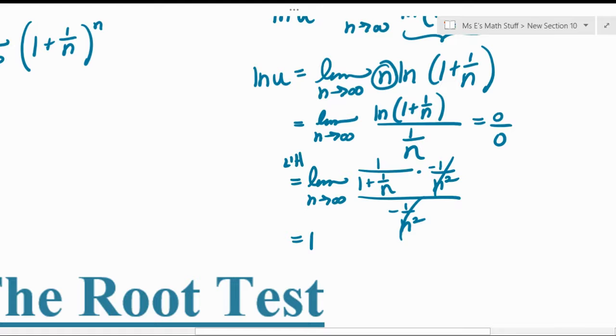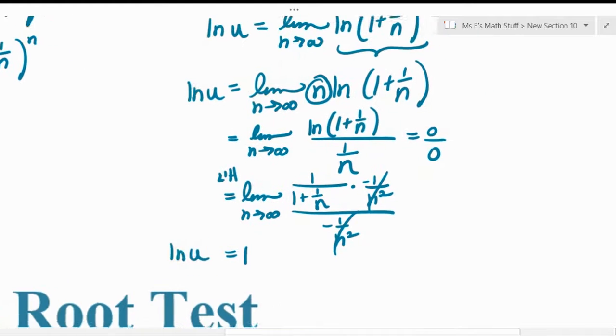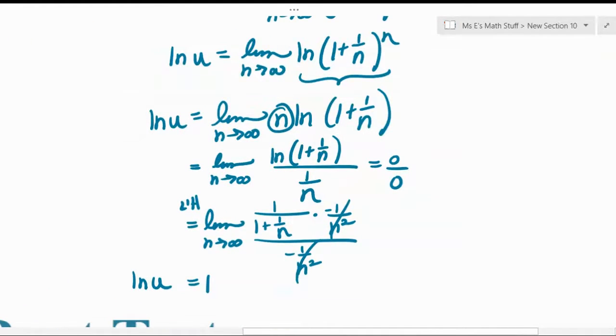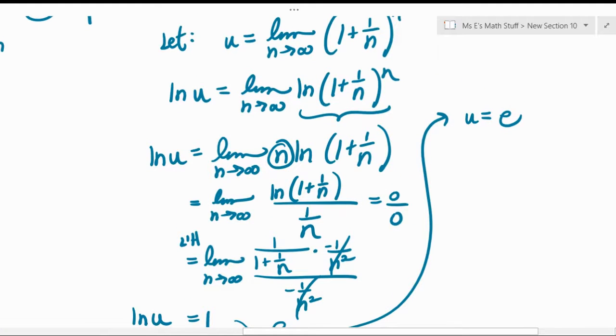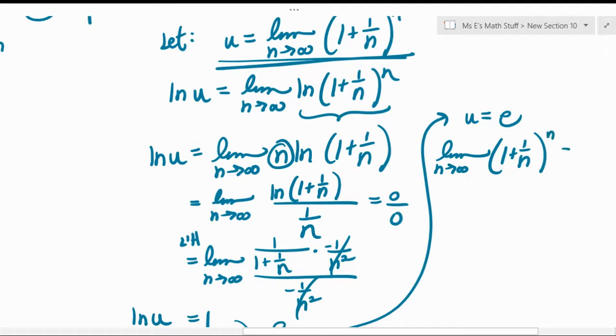But remember that this is equal to the natural log of u, and so if the natural log of u is equal to 1, then what was u equal to? That's right, the natural log of e is equal to 1. So u must have been e. And this entire time, u was just a placeholder for this limit. So therefore, the limit as n approaches infinity of (1 + 1/n)^n is indeed equal to e.